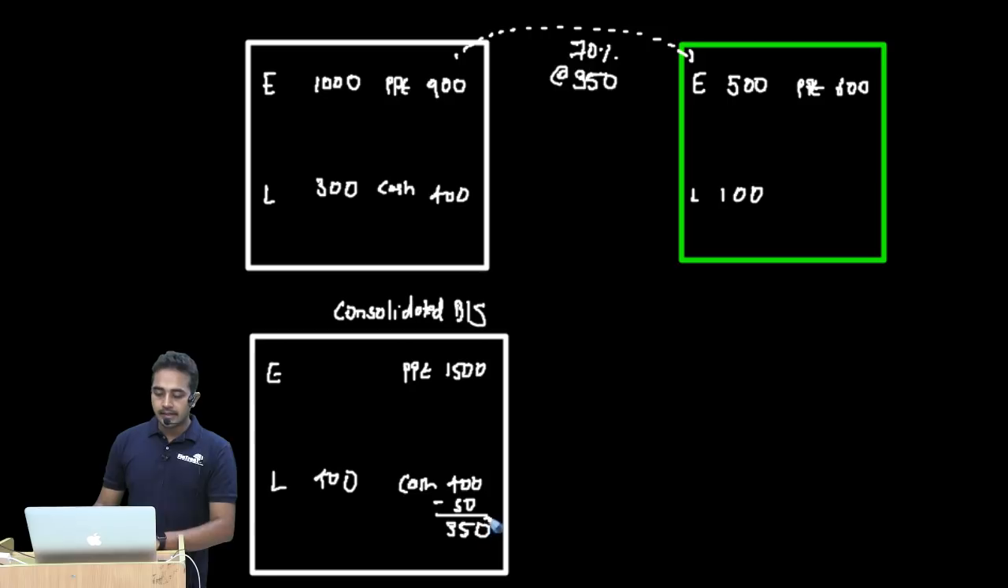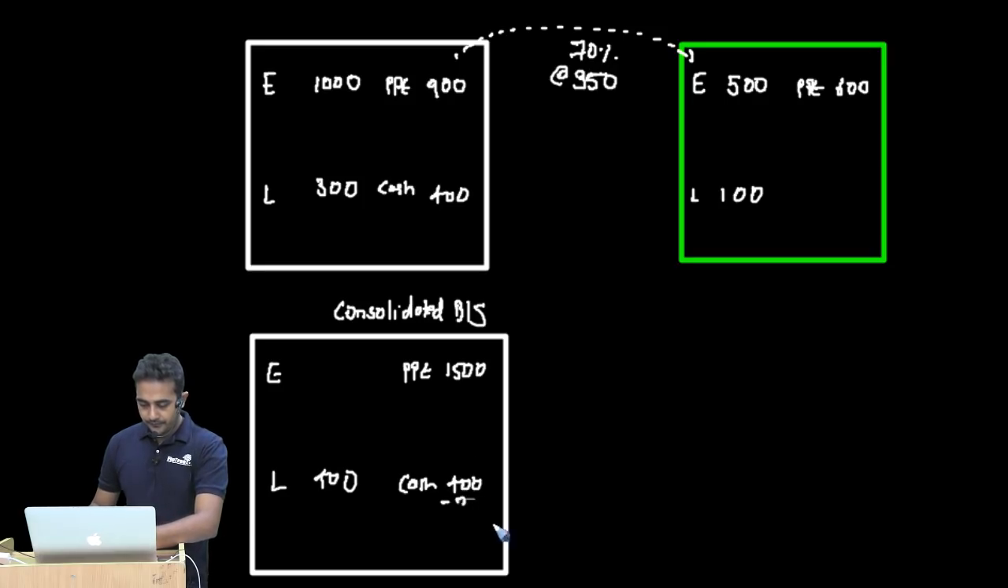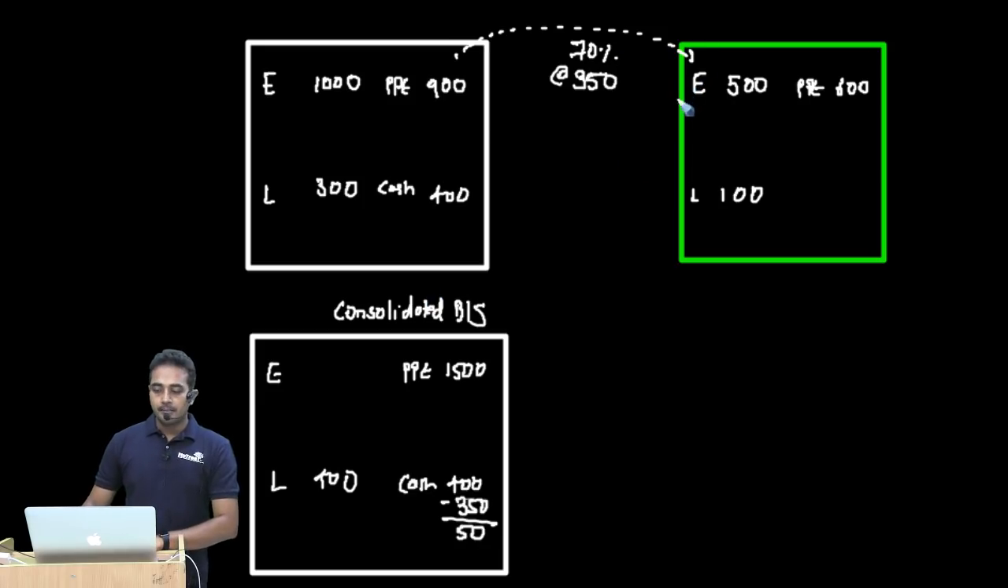Why are we saying, so sorry, 400 minus 350, 50. Why are we saying minus 350? Because 350 is the cash paid to the shareholders of the subsidiary company. Are you following this? So your minority interest, which is going to be a part of equity. So your equity doesn't change, your equity remains same, 1000.